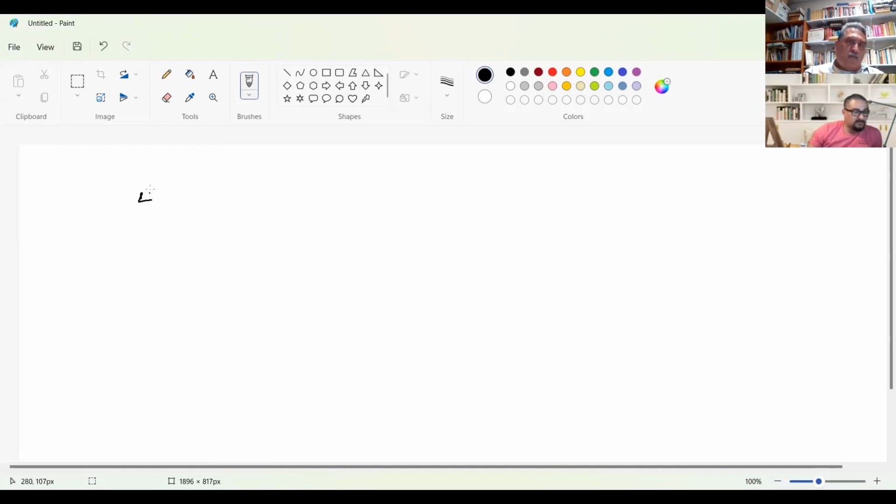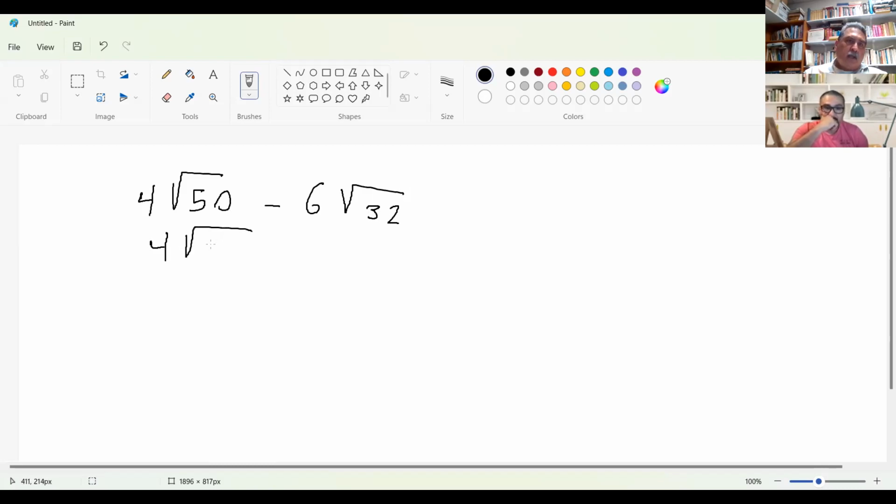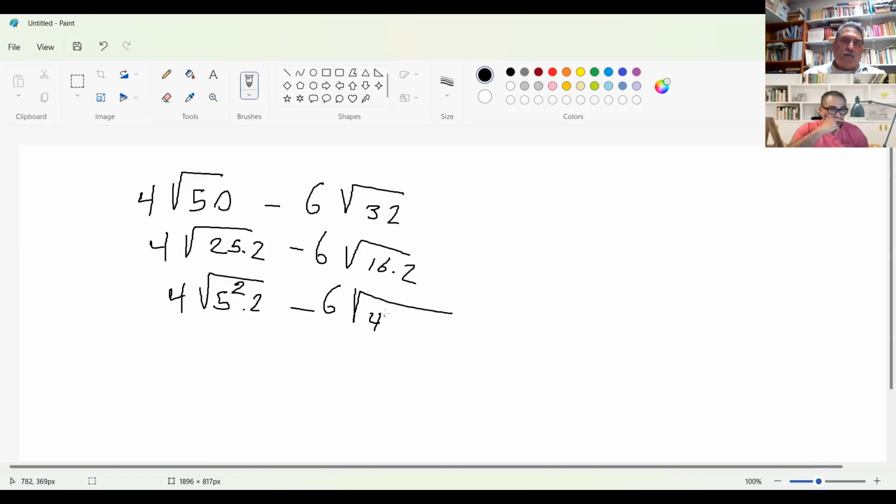For example, you have 4 square root of 50 minus 6 square root of 32. So you see, I look to see how I can factor something from these square roots. I can write this as 4 times 25 times 2 minus 6 times 16 times 2. Then this is 4 times 5 to the power of 2 times 2, minus 6 times 4 to the power of 2 times 2. Okay, you follow me so far?